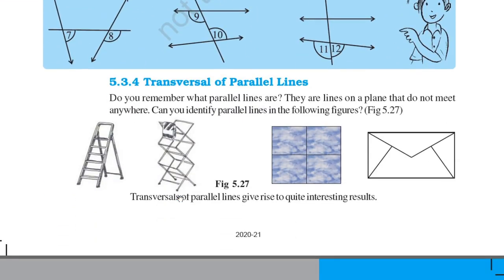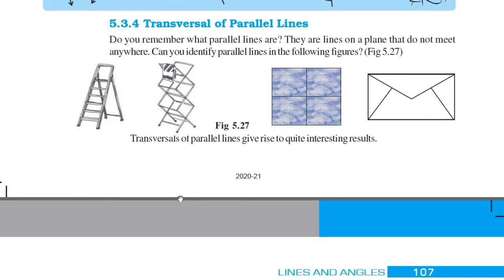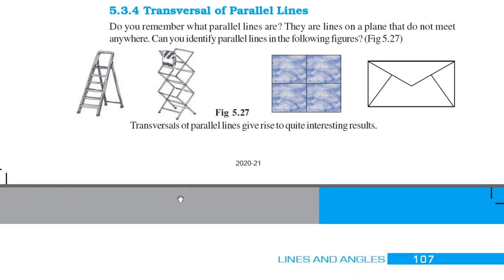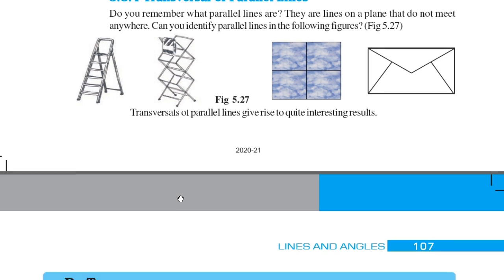Now 5.3.4, transversal of parallel lines. Do you remember what parallel lines are? They are lines on the plane that do not meet anywhere. So you can identify the parallel lines in the above figure 5.27. A transversal to parallel lines gives rise to quite interesting results.